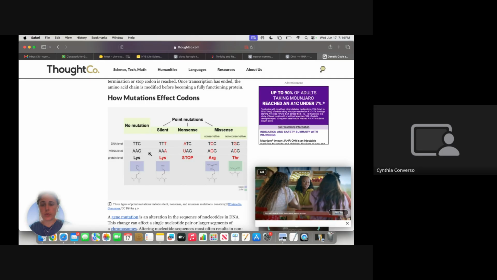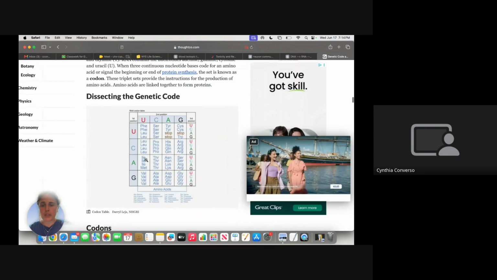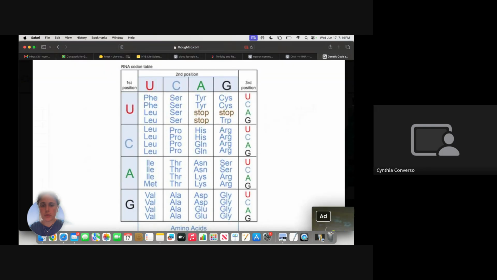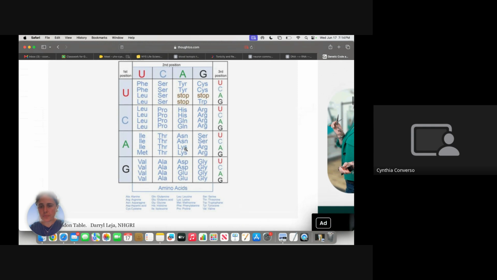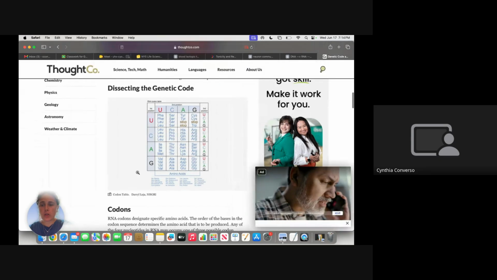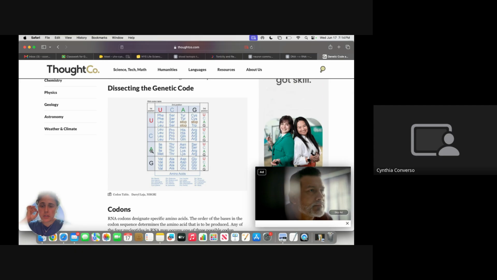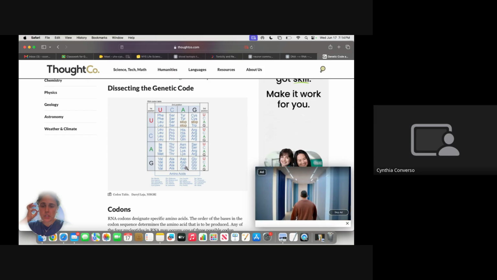Okay, so once you have the RNA, AAG, you can use the codon chart to figure out what amino acid that is. So you take the first letter, A, the second letter, A, and the third letter is G, and you'll find that this specific amino acid is lysine, right? All of the codon charts look slightly different, but it's usually going to tell you. So first position, second position, third position, right? So AAG is lysine, right?